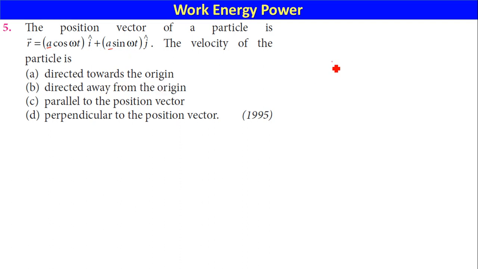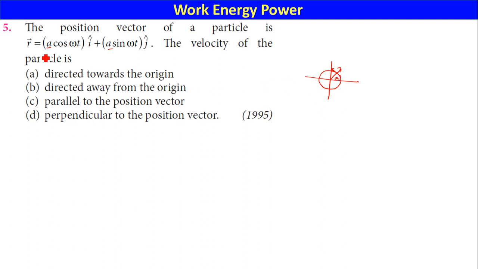Now generally if you take this one, it's also a circle whose radius is actually a, isn't it? So now the velocity vector is towards the origin. No, that is actually wrong. So the particle will be moving in this direction, it will always be tangential here. Next, velocity vector is directed away from the origin. So that is actually the position vector.